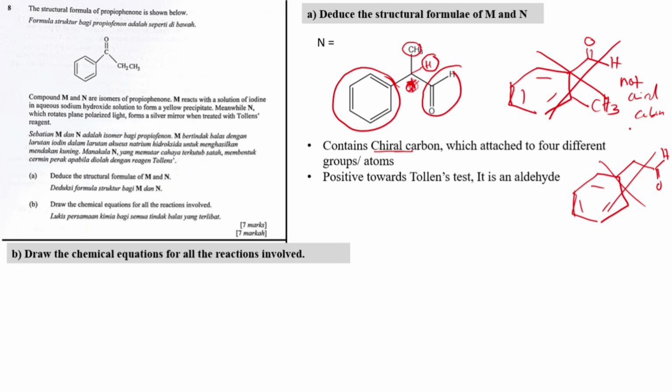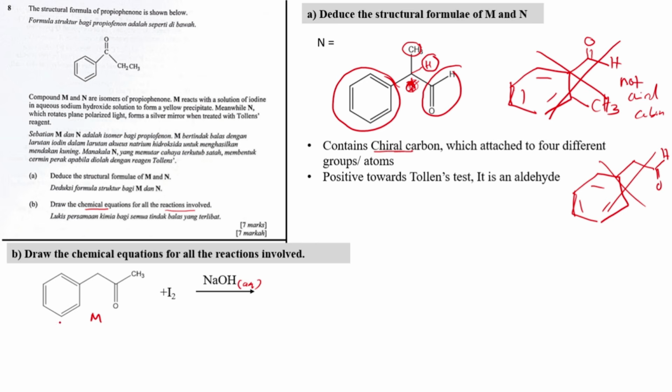Okay, and for question number B, we need to draw the chemical equation for all the reactions involved. So for M, you can select any structure from the 4 possible answers just now. So let's say I'm drawing the structure of M to be like this. And then I'm going to react that with the iodine. Okay, because it says iodine solution. And it's going to contain NaOH aqueous.